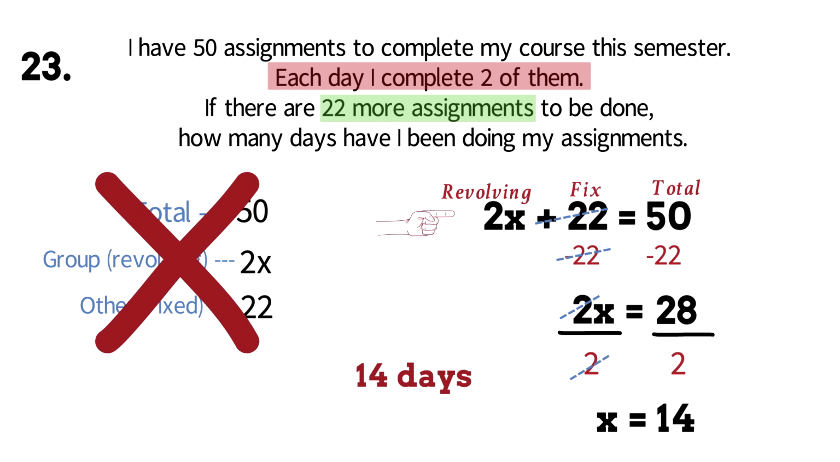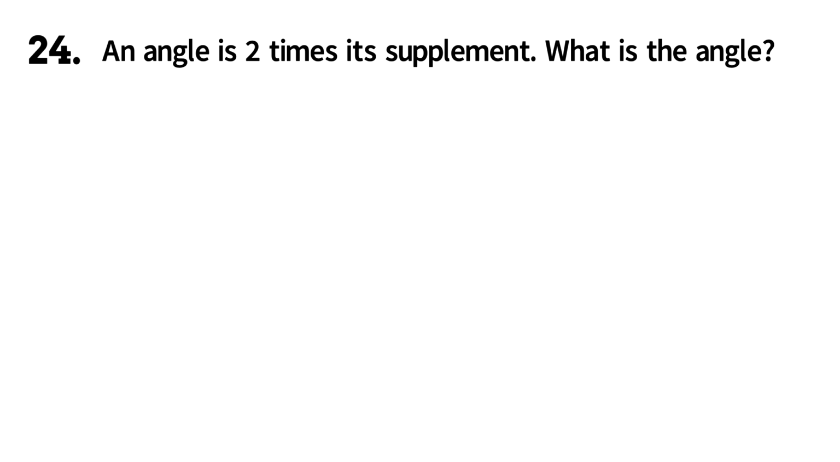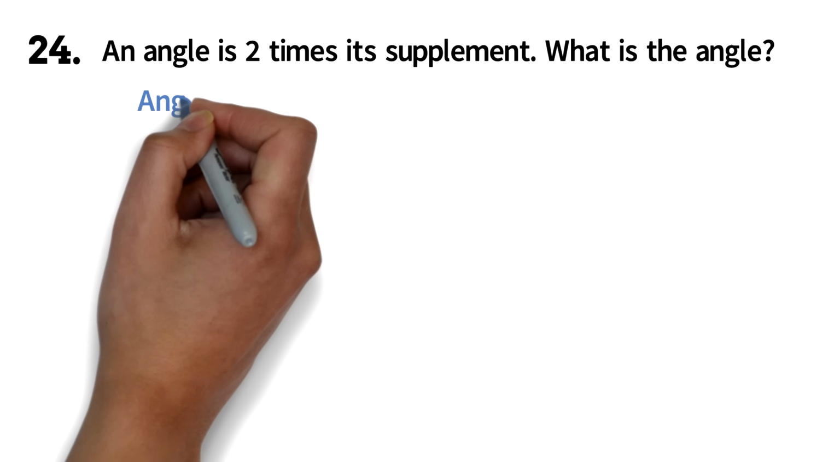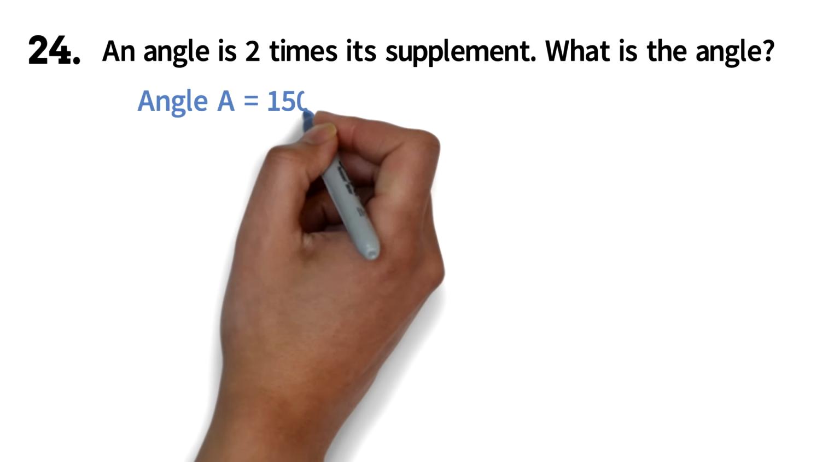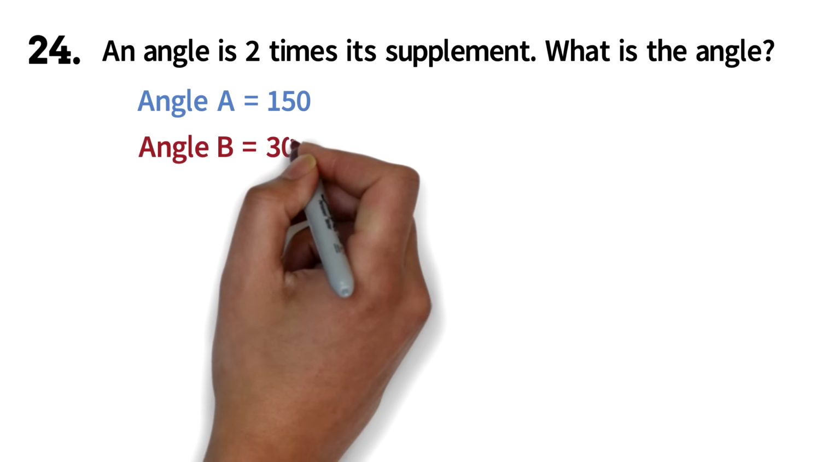Let's look at our next question. An angle is 2 times its supplement. What is the angle? This question is really just testing if you know what the supplementary angles are. Supplementary angles add up to 180 degrees. So if angle A is, let's say, 150 degrees, then angle B must be 30 degrees.